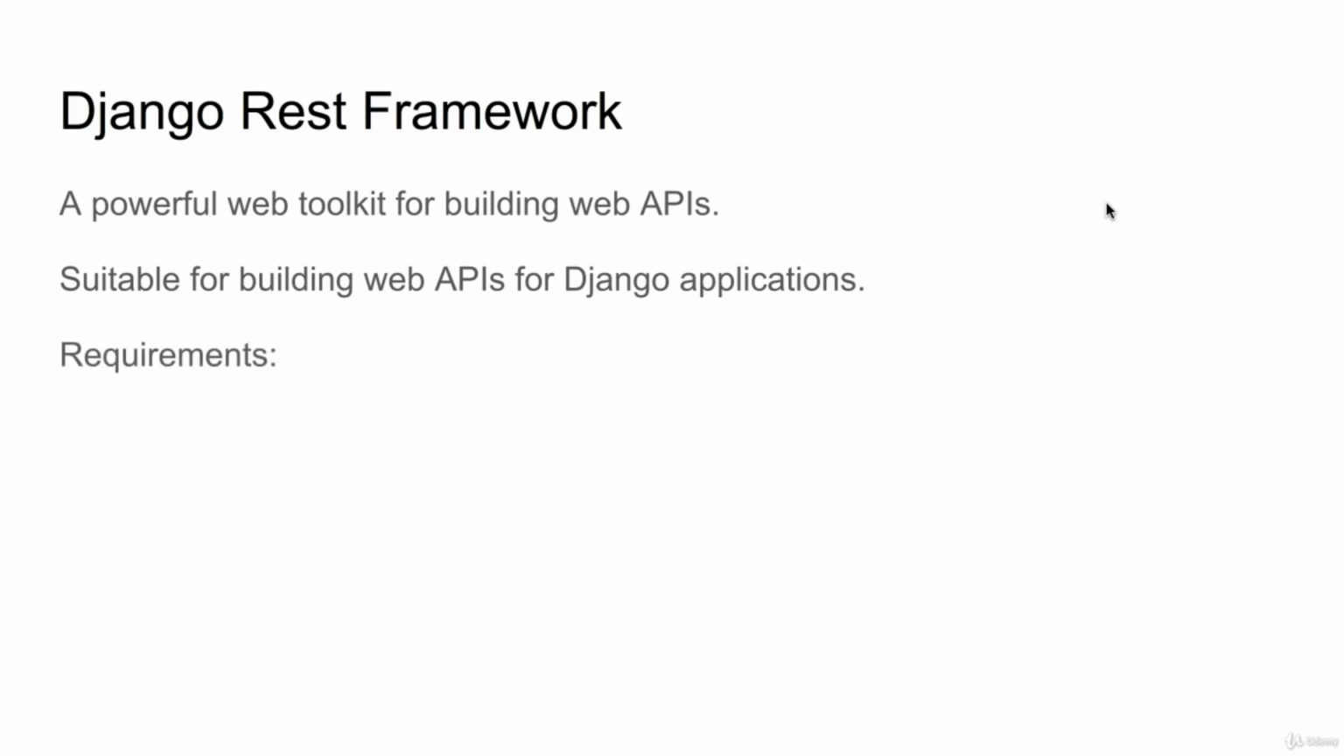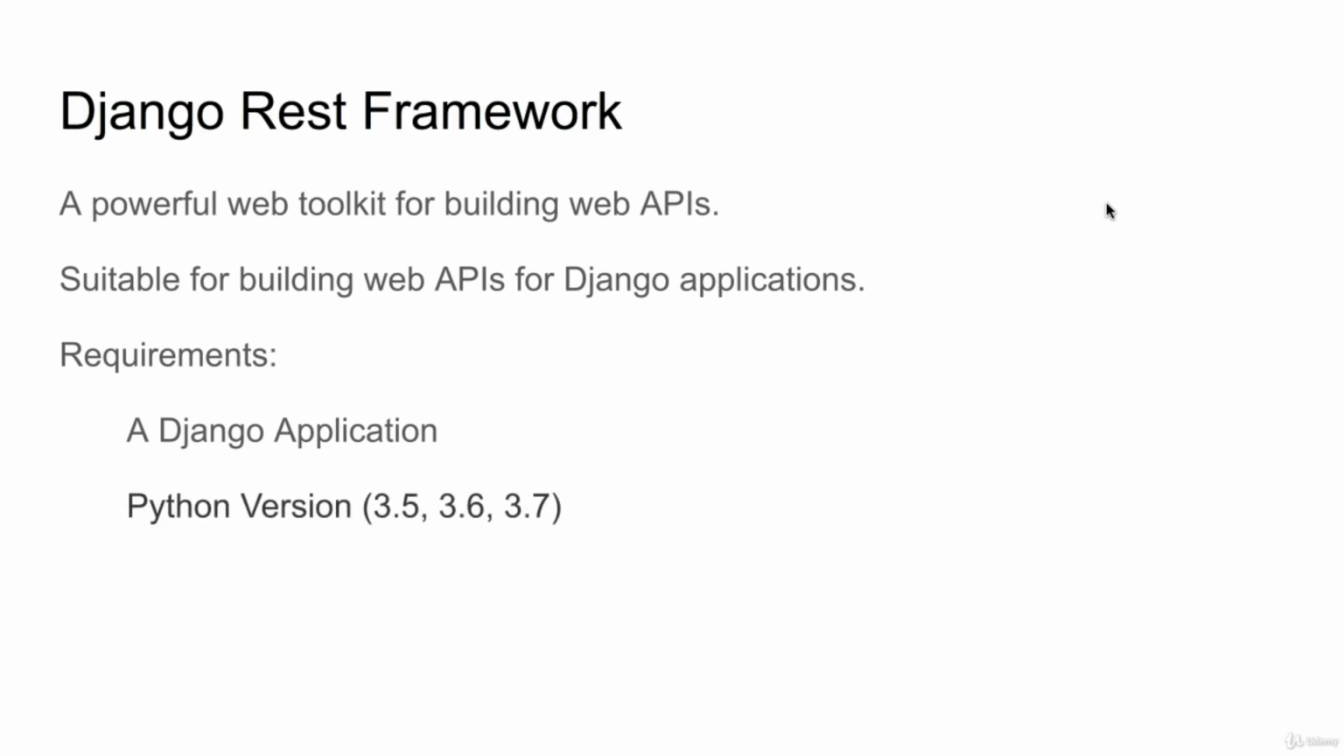Now here are the requirements for using Django REST framework. You will obviously need a Django application. Django REST framework only works when you're making Django apps, and that's quite obvious from the name of the framework itself. The Python version which Django REST framework currently supports is Python 3.5 and above. So you should be using 3.5, 3.6 or 3.7. Either one of them should work just fine.